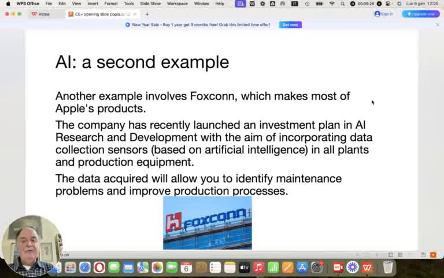Another example involves Foxconn, which makes most of Apple's products. The company has recently launched an investment plan in AI research and development with the aim of incorporating data collection sensors based on artificial intelligence in all plants and production equipment. The data acquired will allow you to identify maintenance problems and improve production processes.